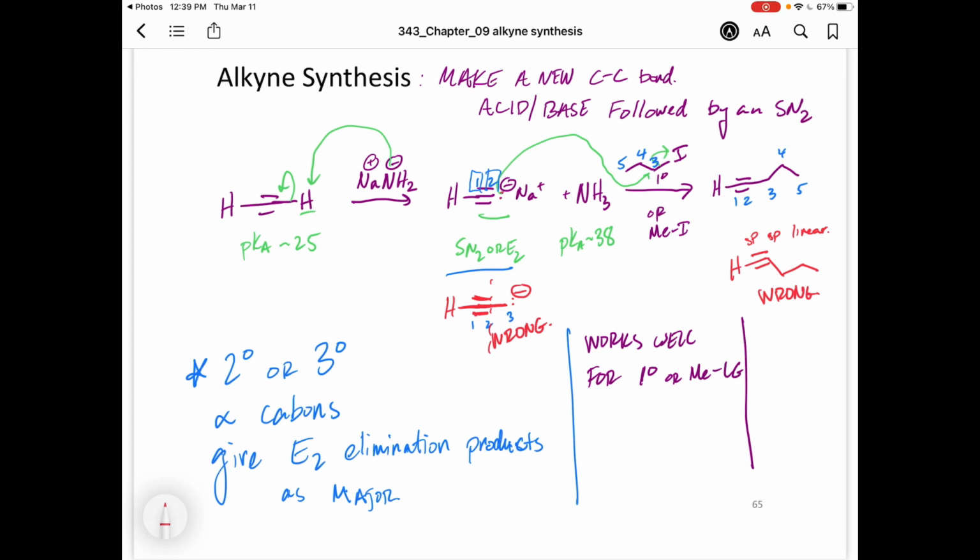So this is alkyne synthesis, and again, we're just using acid-base followed by an SN2, and it only works for the primary and methyls with the leaving group. This is extending your knowledge about synthesis, and you'll start to use this more and more as we keep going through our material. All right, that's it for this video.